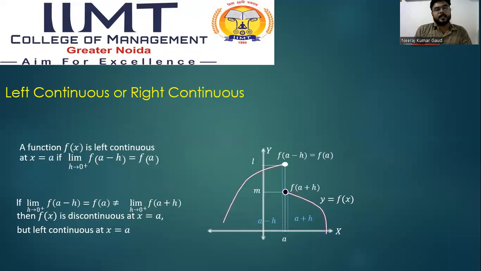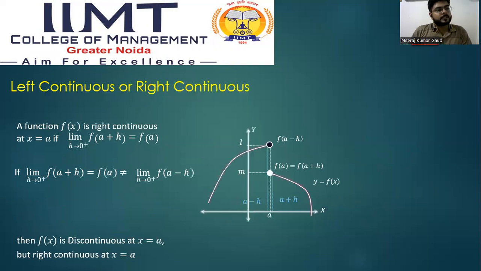Left continuous and the right continuous. A function f(x) is said to be left continuous at x equal to a if the limit as h tends to 0 positive, f of a minus h equals f of a. But if the limit as h tends to 0 positive, f of a minus h equals f of a, but is not equal to the limit as h tends to 0 positive, f of a plus h, then the function is discontinuous at x equal to a, but left continuous at x equal to a.